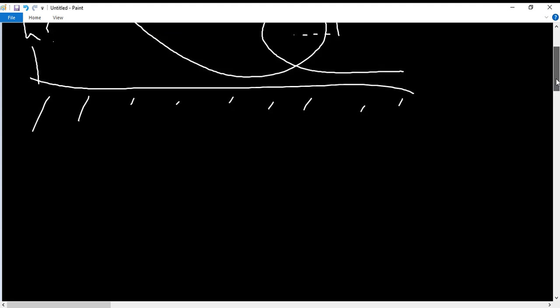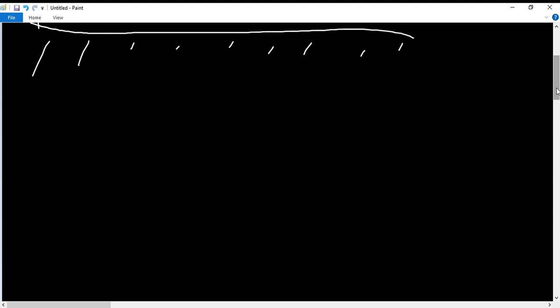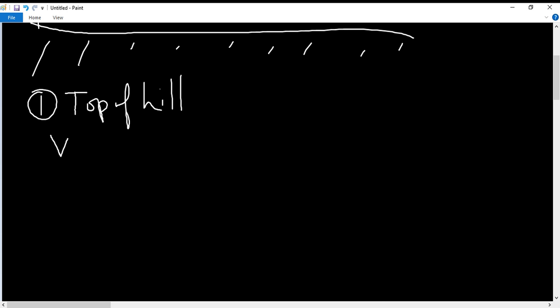So really, this problem has two parts to it, right? First, there's the top of the hill. And here's what we know about the top of the hill. Our initial velocity is 0. We're looking for our height. We'll call it height 1.